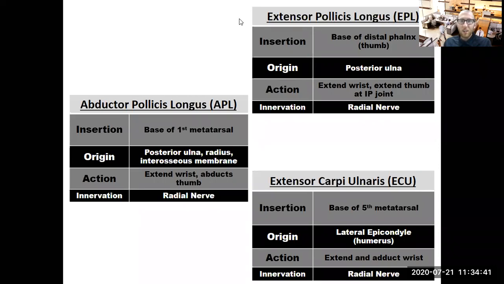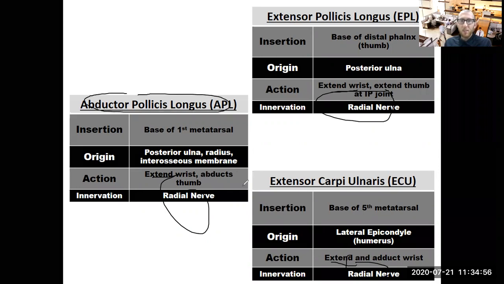And again, we're talking about some common things. Radial nerve, radial nerve, radial nerve. All right, you get it. Extend the wrist, extend the wrist, extend the wrist. Great. But now we look at some of the details. For example, abductor pollicis longus is going to abduct the thumb. Abduction of the thumb. Pull it away from the rest of the fingers. Whereas the extensor carpi ulnaris will adduct the wrist. This motion, bend it towards the pinky.